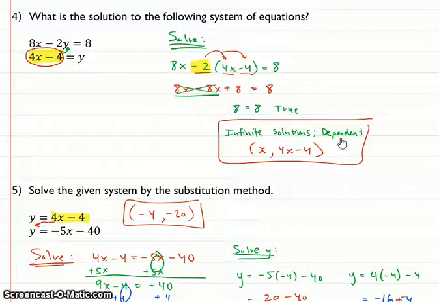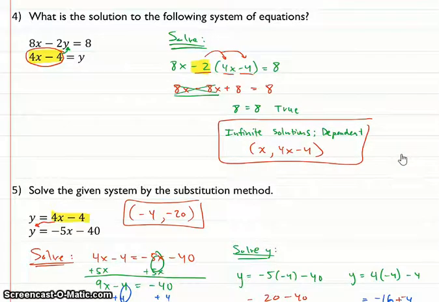The answer that you might want to give is x is equal to x, and for y, you can use an expression in terms of x. So for example, y is equal to 4x minus 4. You can take this expression for y and just write it in for the y coordinate.